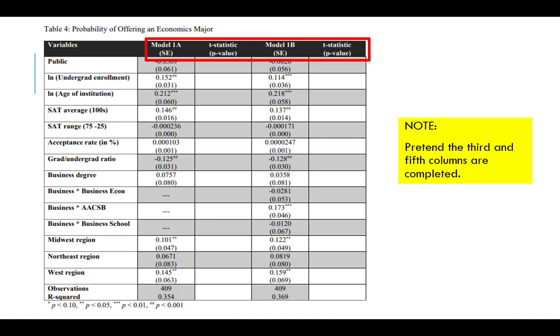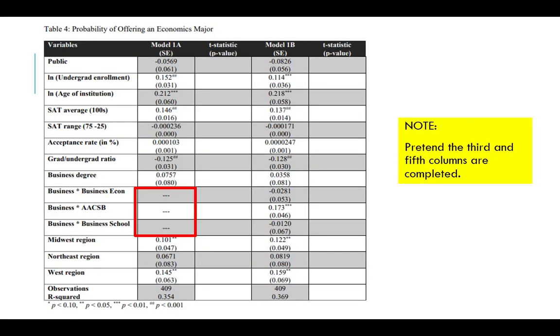Pretend that columns 3 and 5 are filled in. I'm just showing this as a potential way of doing it. You can design your tables differently. Just be sure that it does cover all of the things that need to be in here. These dashes here are basically saying that Model 1A does not include these 3 variables.